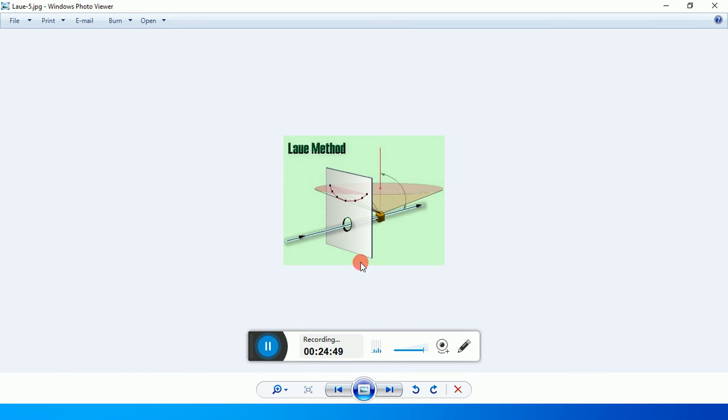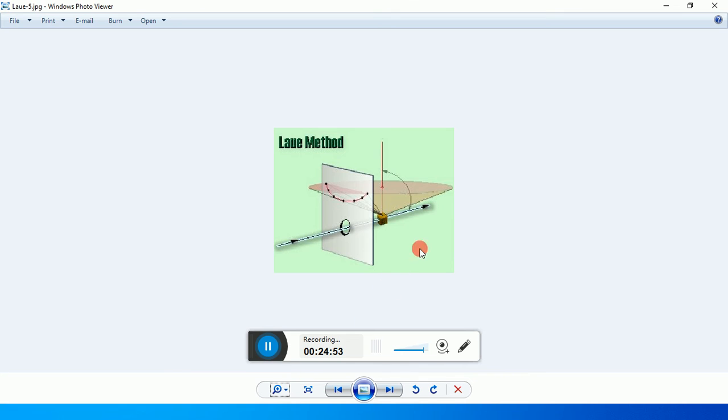Yeah, this is the scenario when the light is reflected back. So when the light is reflected back, we will not see the complete cone. A part of the cone will be seen here. So this is a part of the cone that is seen. This is the back reflection.